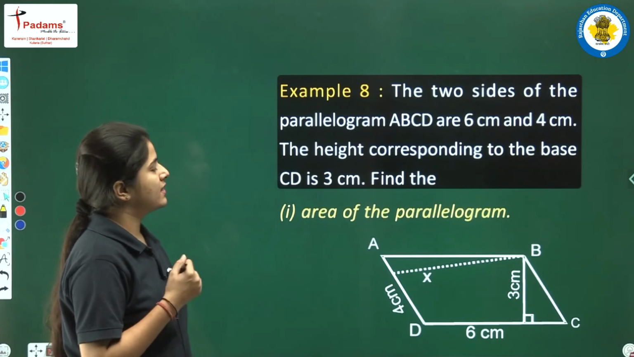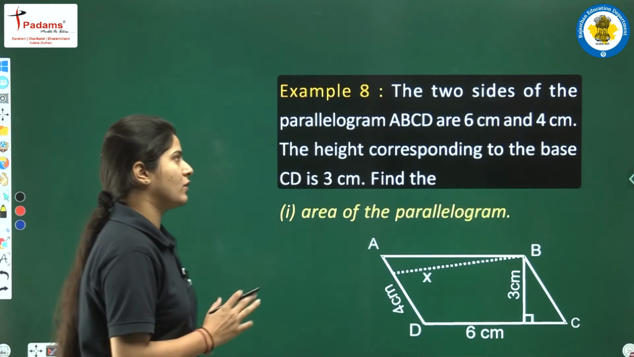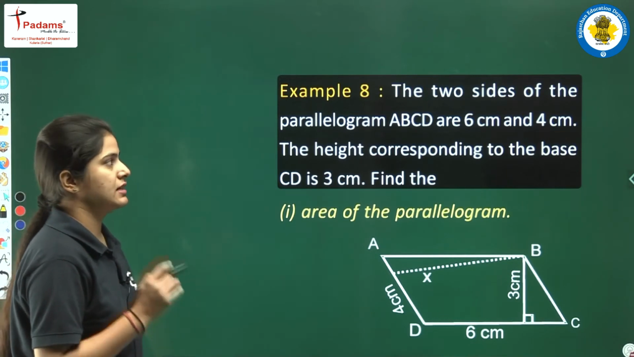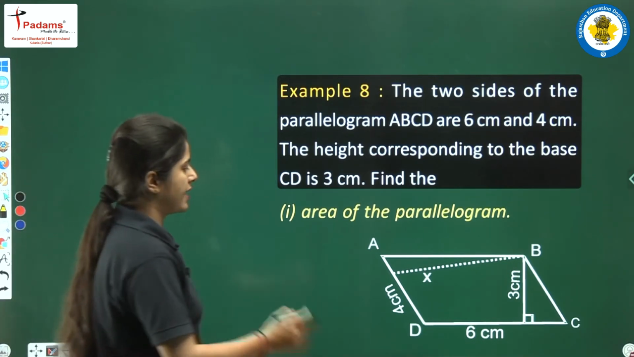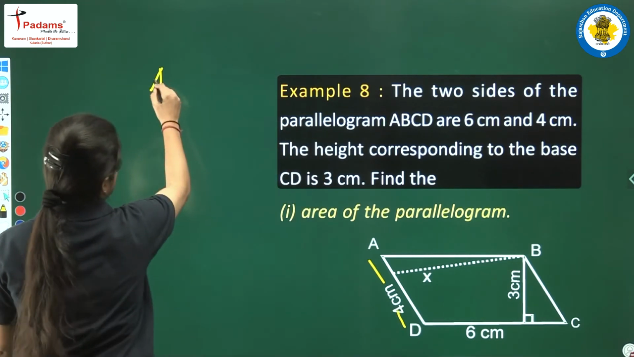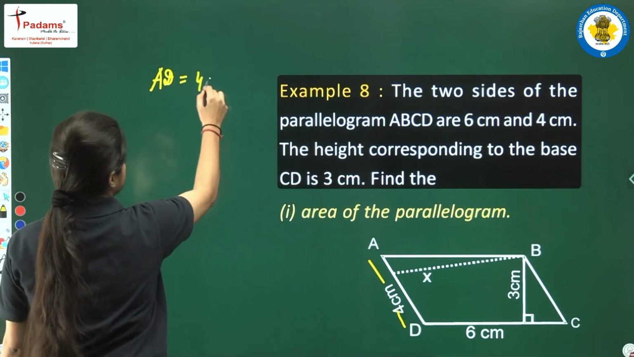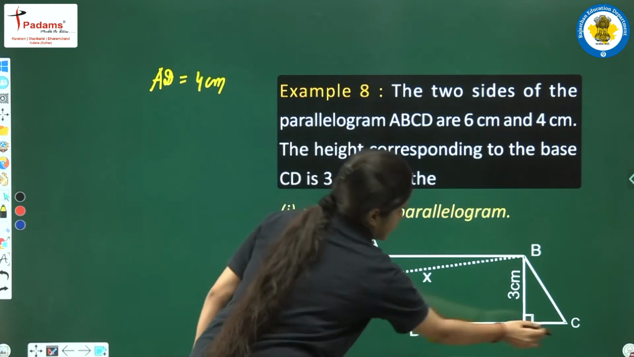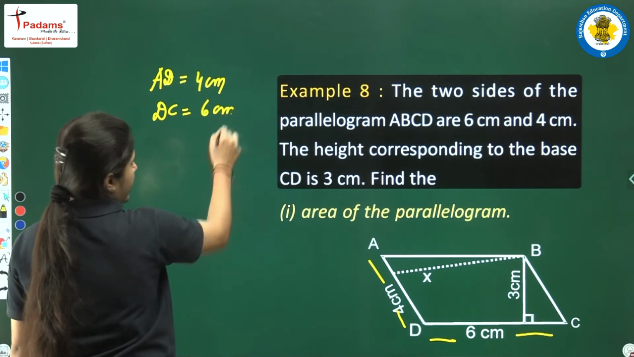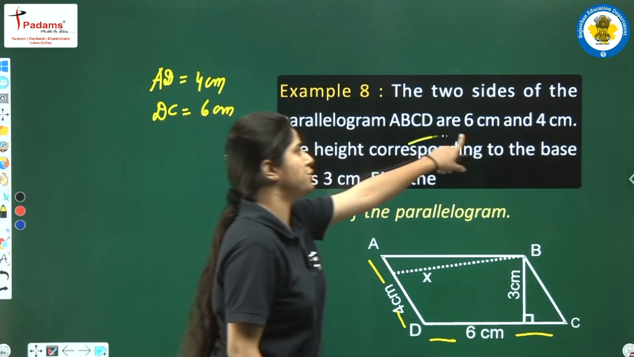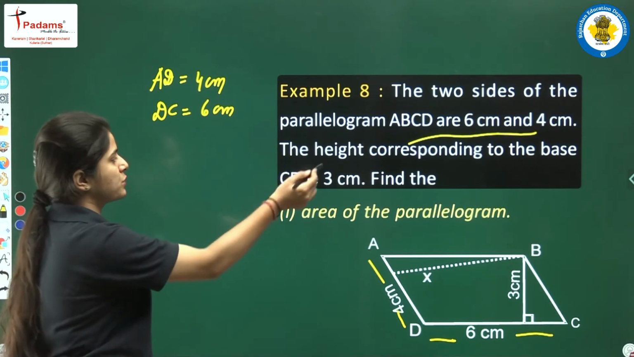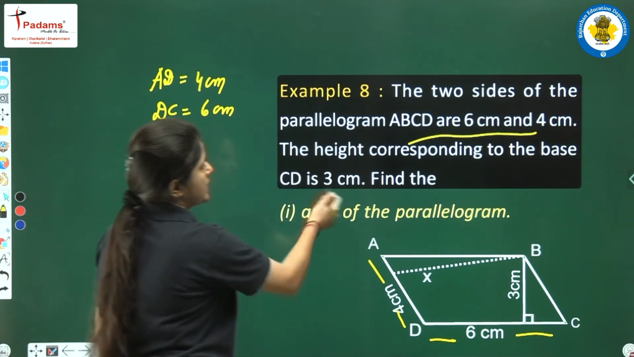What is that? The two sides of the parallelogram ABCD are 6 centimeter and 4 centimeter. These are the two sides given to us. Here it is. This is side AD, that is equal to 4 centimeter. And this is your side DC, that is equal to 6 centimeter, right? These are two sides given to you of a parallelogram, right students? The height corresponding to the base CD is 3 centimeter.